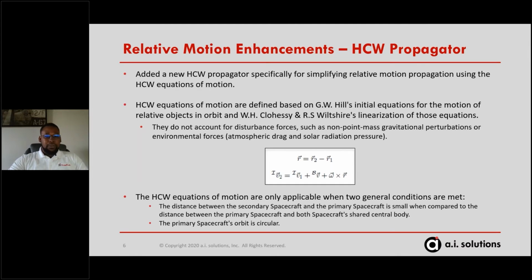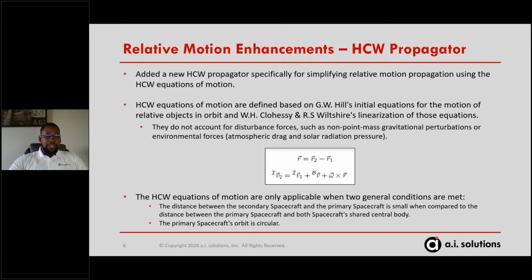Now you'll see in the middle of the screen, these are just a basic summation of the equations that are being used by HCW. And our top one is our relative position, where you're just taking the relative position of your secondary spacecraft in relation to the primary spacecraft. And then the bottom one is our inertial velocity, taking the inertial velocity of the primary spacecraft into account, as well as the angular momentum of your central body.